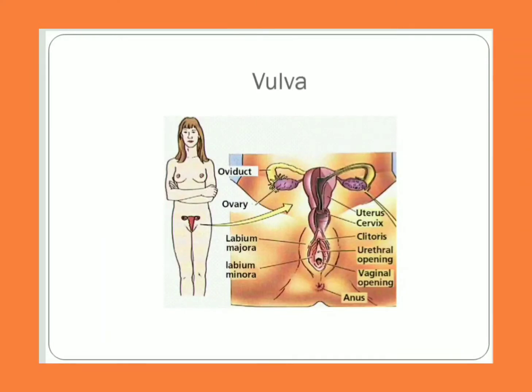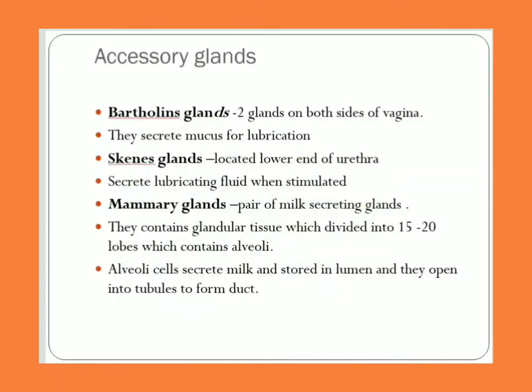So here you can see that. And the vulva, the external genitalia, is divided into labia majora and labia minora. The outer one is called the labia majora, the larger one, and the smaller ones are the labia minora, on the inner side. Here the vestibule is present, and also the clitoris. The vestibule contains the urethral opening as well as the vaginal opening. Separate openings are present. Here the clitoris is present, which is a sensitive part above the urethral opening. So these are the external genitalia.